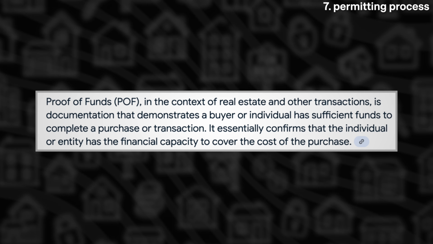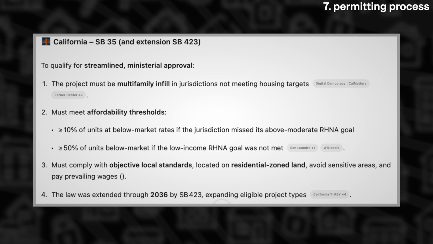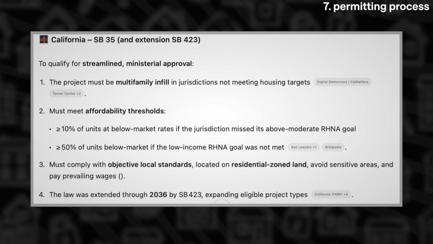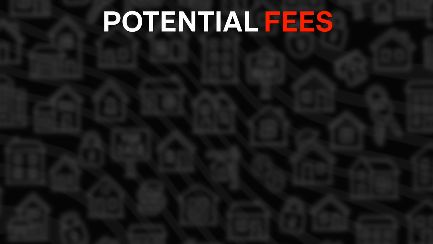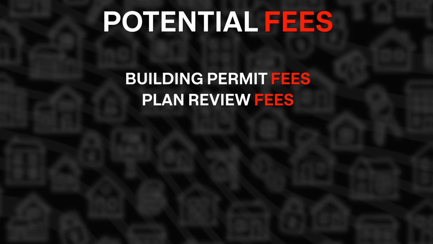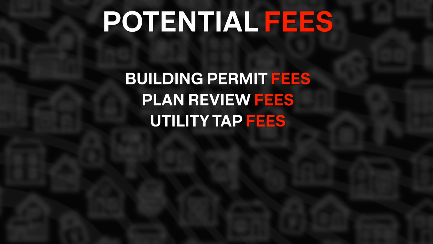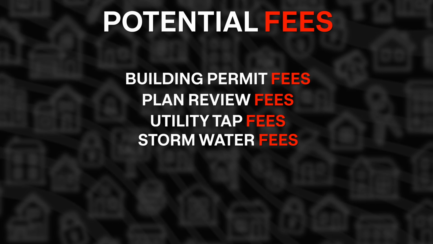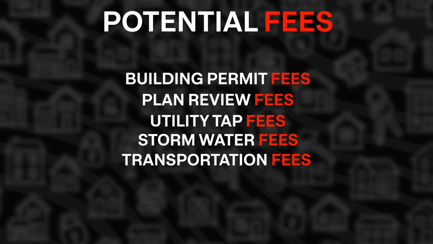Often this may include providing proof of public funding toward the project, affordability commitments, or meeting specific state-defined criteria. You also need to budget for permit fees, which can be substantial. This can include your building permit fees, your plan review fees, your utility tap fees, your stormwater tap fees, and sometimes your school or transportation impact fees.